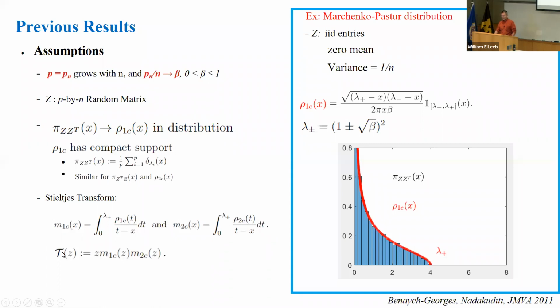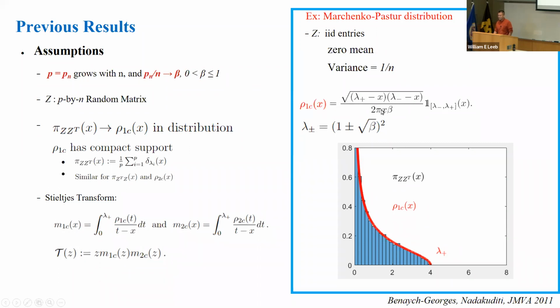This is called the D transform, which is simply z times N1C times N2C. Here z means that z is in the positive complex plane. For example, if Z is a simple white noise matrix that has IID entries with zero mean and variance 1 over n, then the empirical distribution of Z Z transpose will converge to a very famous law called the Marchenko-Pastur distribution, where rho 1C of x equals this kind of deterministic form.